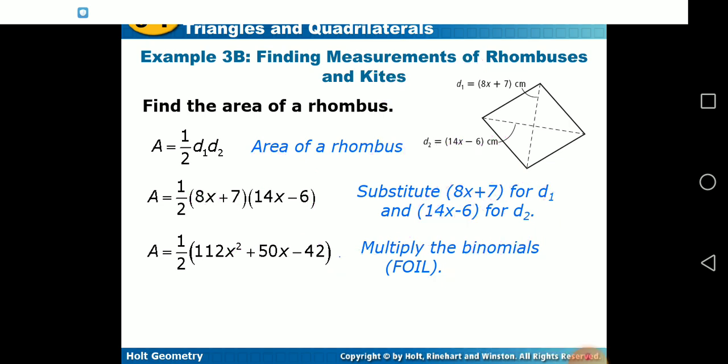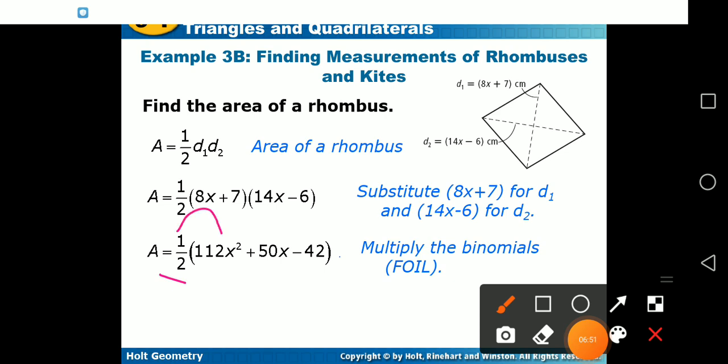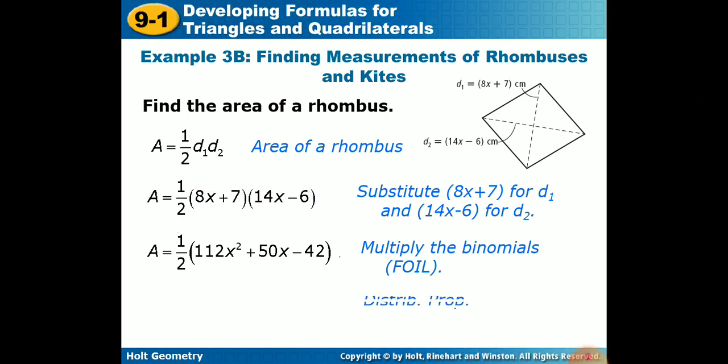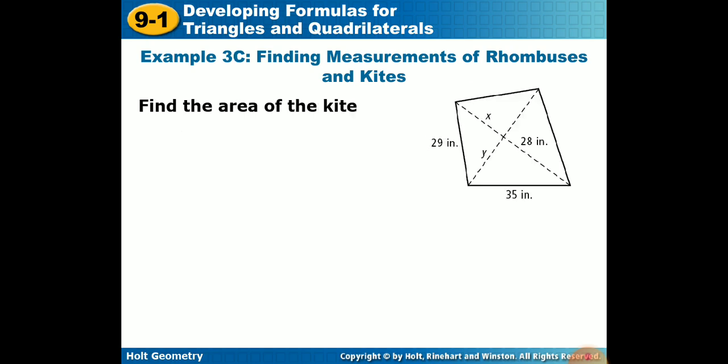Okay, guys, easy one. Then what should I do here? I have a half outside, so I'm going to use the distributive property. Distribute half times 112, then times 50, then times negative 42. It's as if I'm saying 112 divided by 2, 50 divided by 2, 42 divided by 2. Using the calculator, this will give you 56x power 2, 25x minus 21. Is it easy? I think it is.